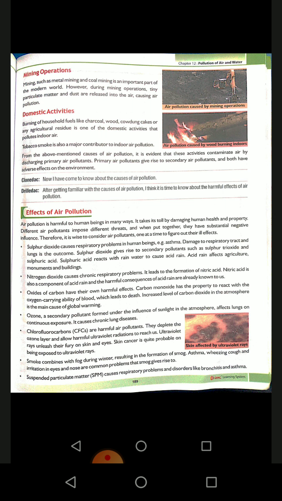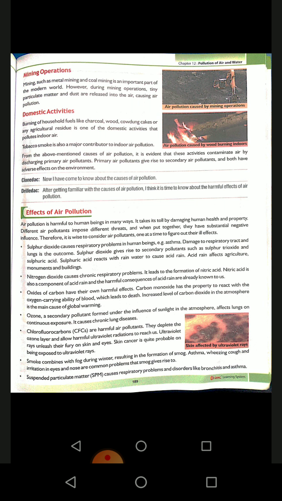Sulfur dioxide causes respiratory problems in human beings like asthma, bronchitis, etc. This sulfur dioxide reacts with the atmospheric gases and forms sulfur trioxide and sulfuric acid, which cause acid rain and have an adverse effect on agriculture, monuments, buildings, etc.